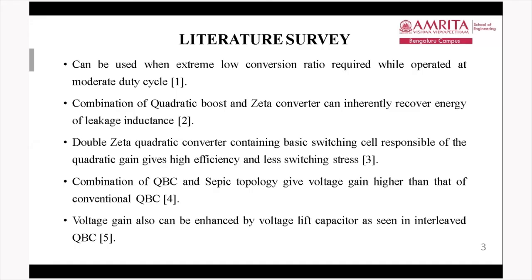So from recent studies, we can find that the quadratic buck boost converter can be used when an extreme low conversion ratio is required while operated at moderate duty cycles. A combination of quadratic boost and zeta converter can inherently recover energy of leakage inductance. A double zeta quadratic converter containing a basic switching cell responsible for quadratic gain gives high efficiency and less switching stress. A combination of quadratic boost converter and SEPIC technology gives voltage gain higher than that of the conventional quadratic boost converter. Voltage gain also can be enhanced by a voltage lifting capacitor, as seen in the interleaved quadratic boost converter.